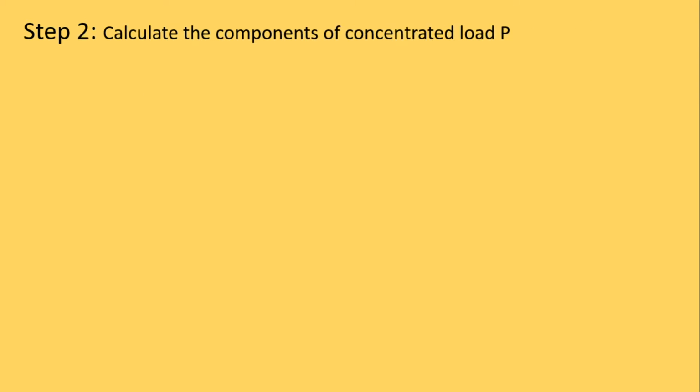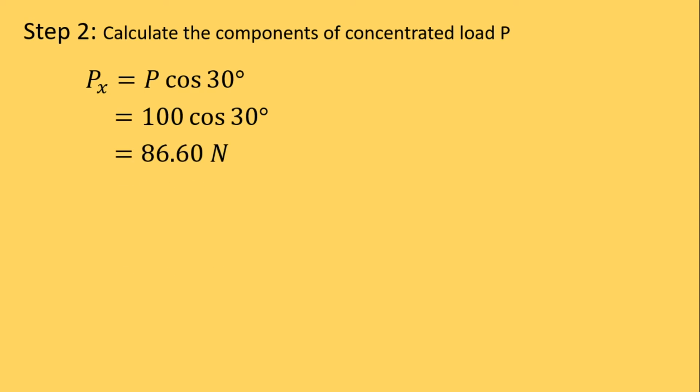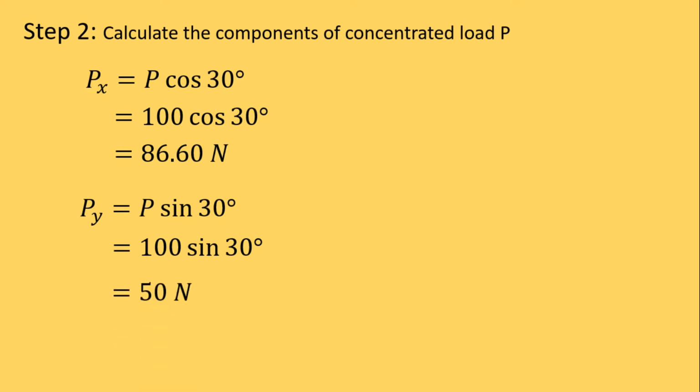So calculate the components of concentrated load P. So since diagonal lang ating concentrated load P, so we have the component X and Y forces. So to compute for the X component of our concentrated load P, we have P cosine 30 degrees. So that will be 100 cosine 30 degrees, which is 86.6 Newton. So for our Py, or the vertical component of our concentrated load P, we have P sine 30 degrees. So to get that, 100 times the sine of 30 degrees, then we get 50 Newton.